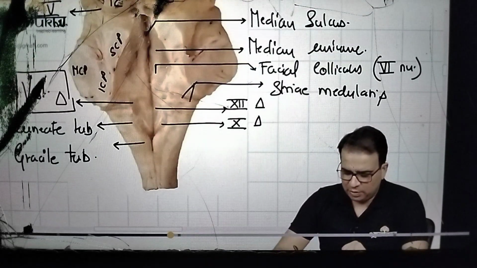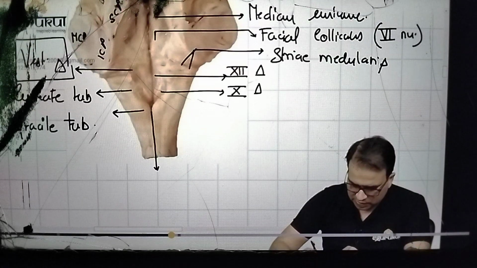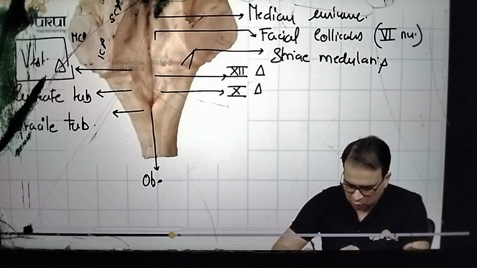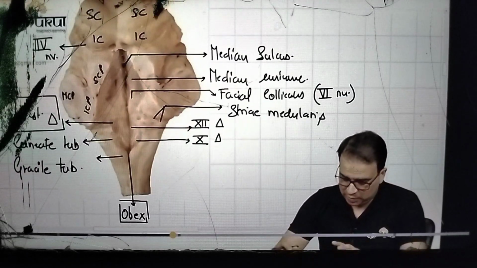Stria medullaris. And look at this point here, this midline point between the gracile tubercle, the inferior angle of the fourth ventricle here. This is called the obex. O-B-E-X, that is obex. So these are the things that you should be able to identify when you're looking at the dorsal aspect of the brainstem.